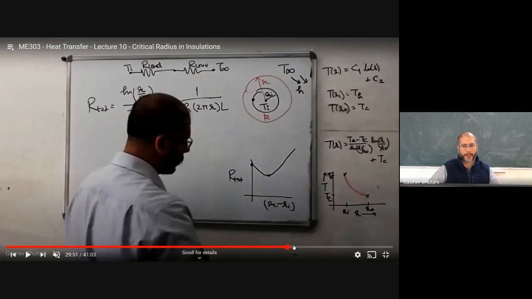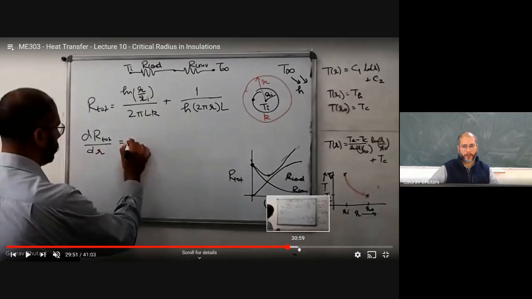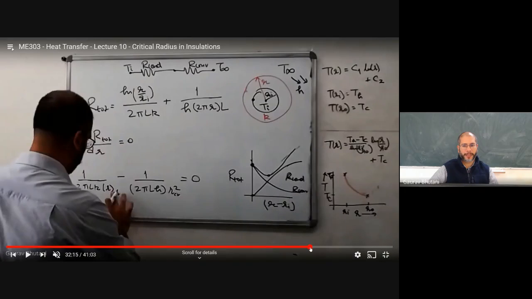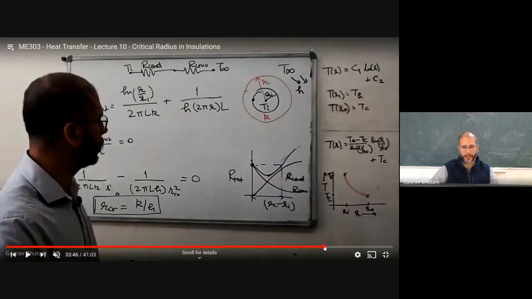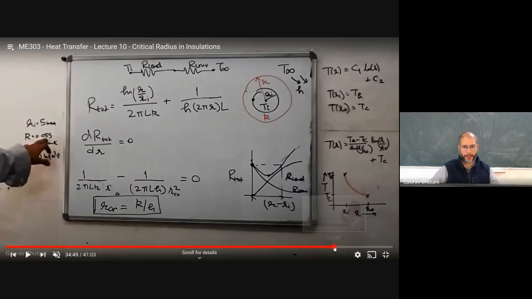calculus to find an optimum radius, and what we realized was that there is indeed an optimum radius, and that optimum radius is k by h. And you can check again by taking the second derivative of the total resistance by r. What you see is that this is actually a minima. So what that means is that by adding an insulation, you could actually do more harm than good. So one has to be careful when designing the insulation thickness for pipelines and spherical bodies.